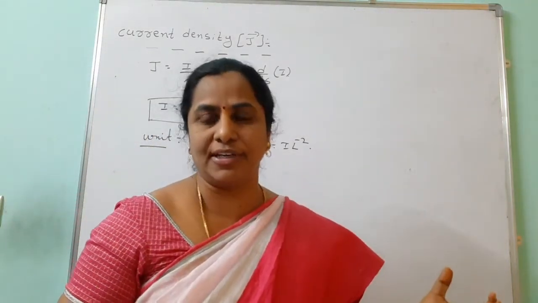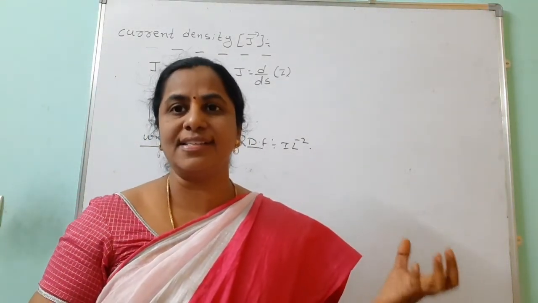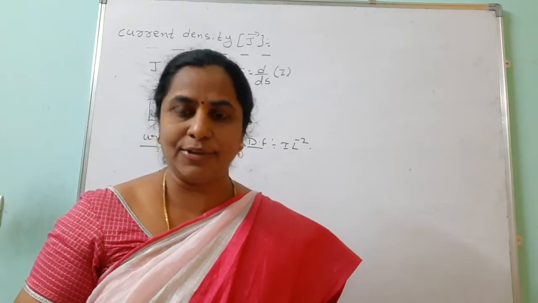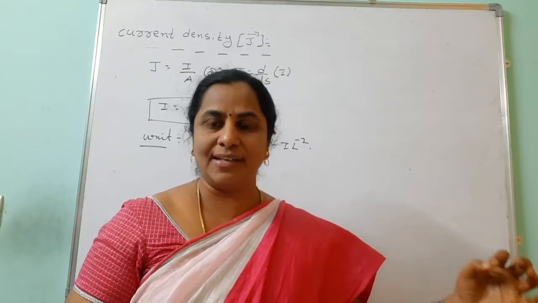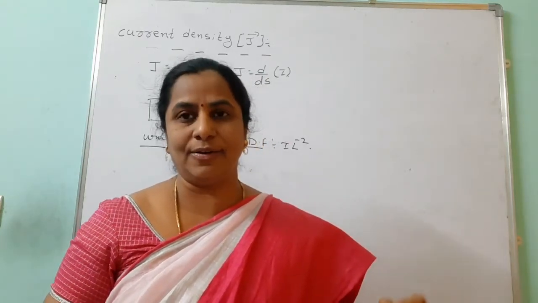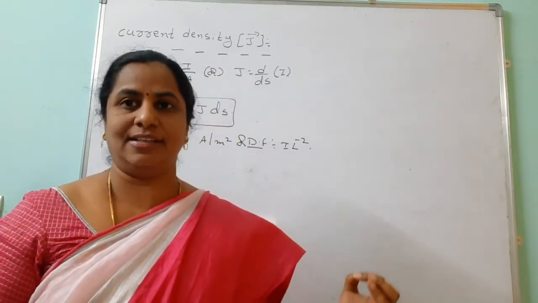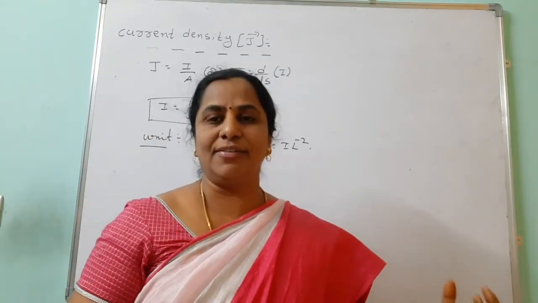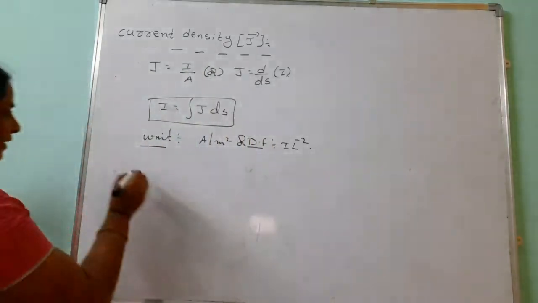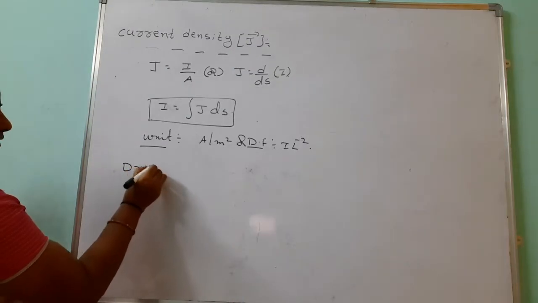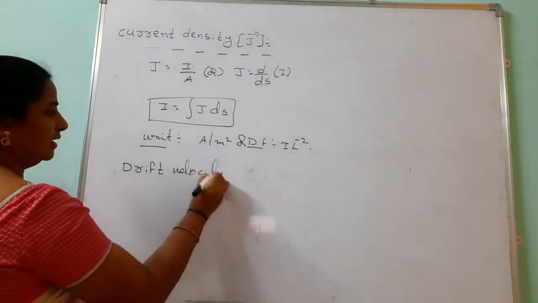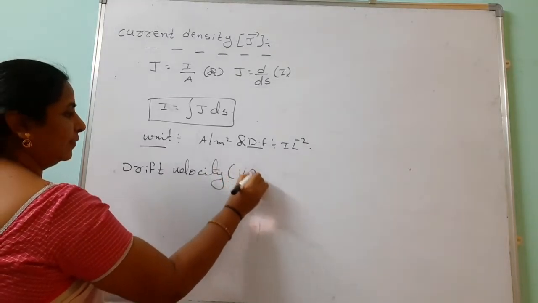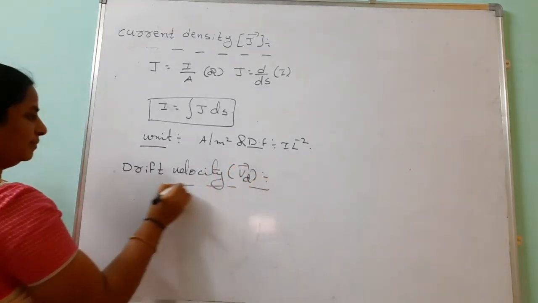One more important topic we are going to discuss now: what is the drift velocity? Till now we know that the rate of change of displacement is called velocity. But in current electricity we have to calculate the drift velocity and the relation between drift velocity and current. Drift velocity is represented by Vd. It is a vector quantity.